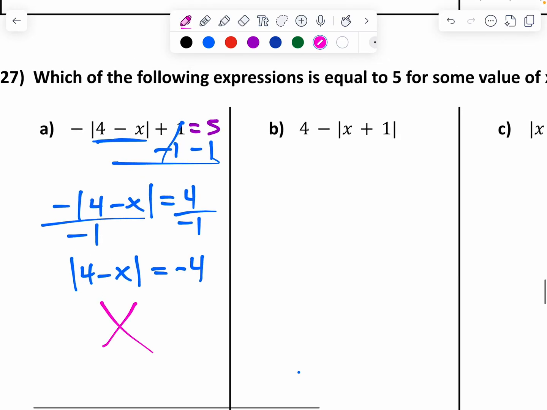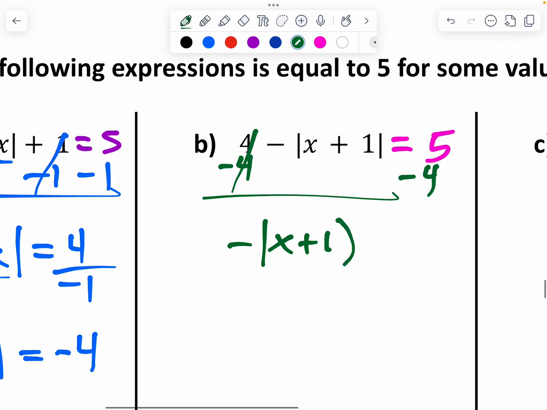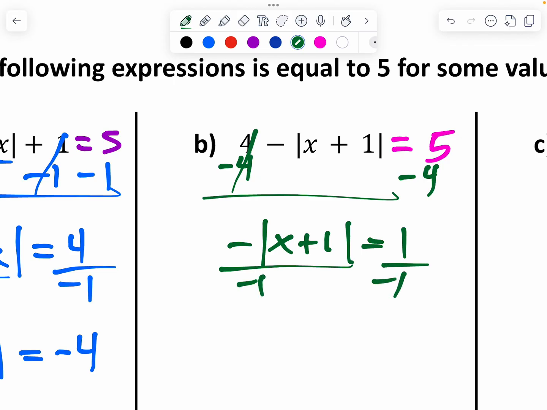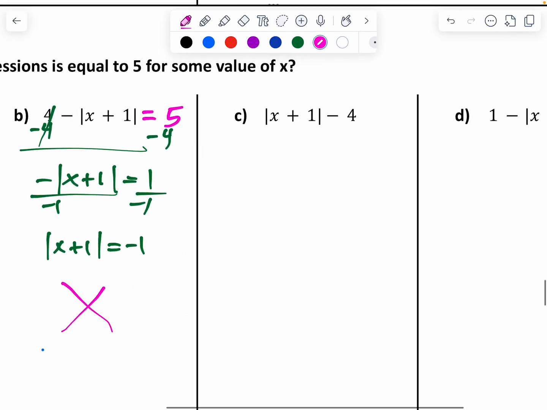Okay. So same thing here. Let's do this one. We've got equal to 5, and let's solve it. So subtract 4. I've got negative absolute value equals 1. Again, I have to get rid of that negative by dividing by -1. That's absolute value equals -1. Again, not okay. So that one's out.